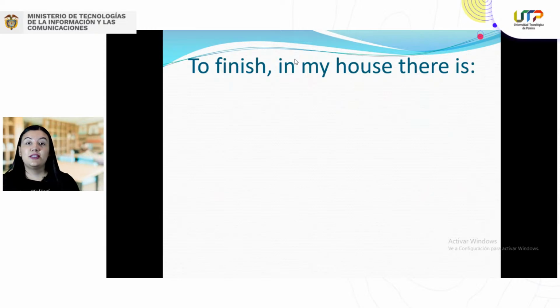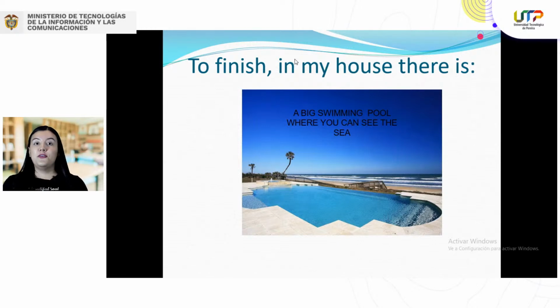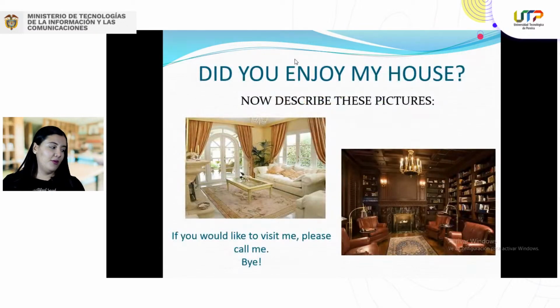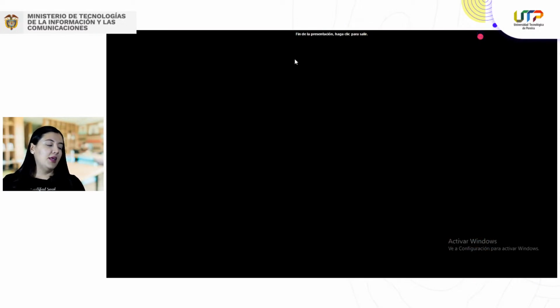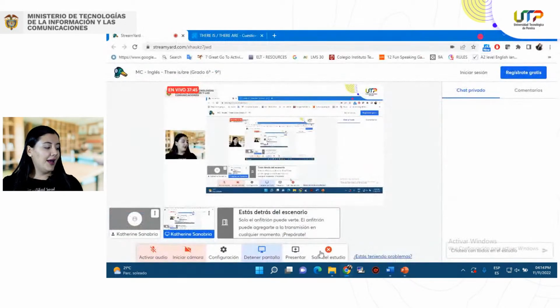So let's finish with this vocabulary, okay? So we can do the practice activity. So to finish, in this house, there is a big swimming pool. Yes, look at the swimming pool. Oh my gosh, the house of your dreams. There is a big swimming pool. Okay? So that's it.